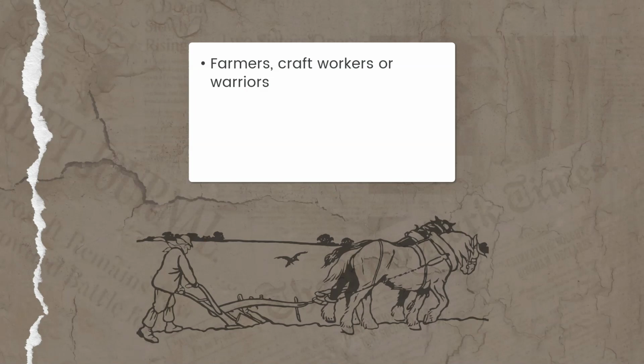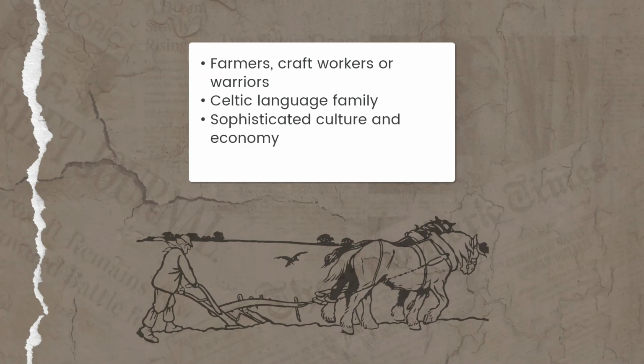Most people were farmers, craft workers, or warriors. The language they spoke was part of the Celtic language family. Similar languages were spoken across Europe in the Iron Age, and related languages are still spoken today in some parts of Wales, Scotland, and Ireland. The people of the Iron Age had a sophisticated culture and economy. They made the first coins to be minted in Britain, some inscribed with the names of Iron Age kings. This marks the beginnings of British history.